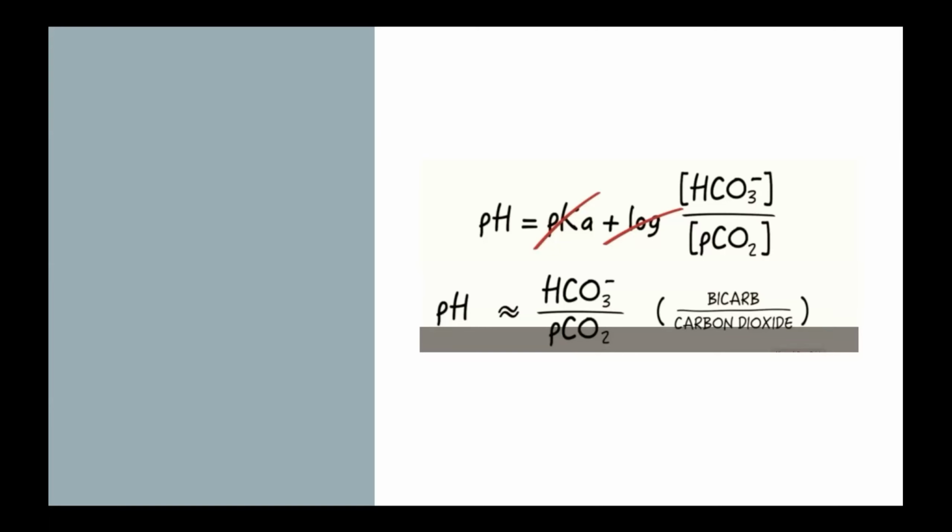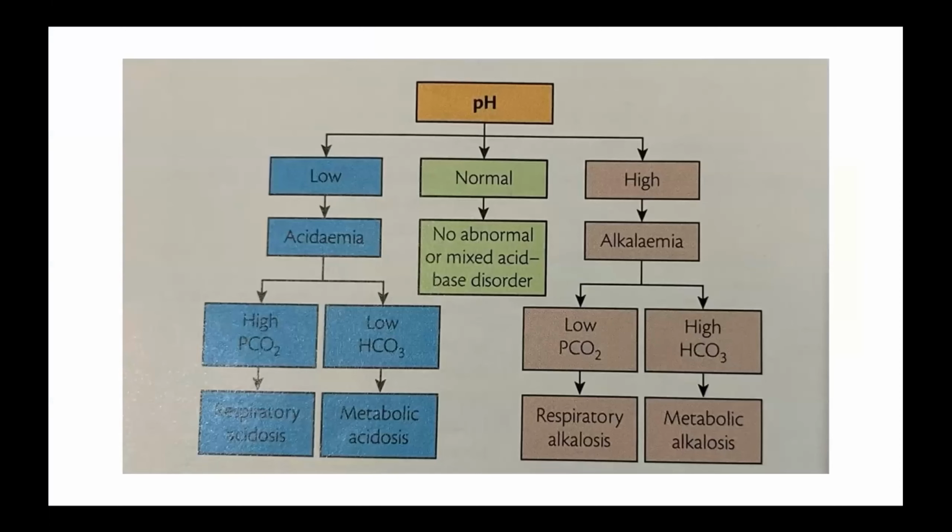Now we need to know what the pH is. It could be normal, low or high. If it is low, bicarbonate or carbon dioxide can be responsible. If it is low bicarbonate, we call it metabolic. High carbon dioxide, we call it respiratory. At the same time, if the pH is high, you call it alkalemia. Low carbon dioxide, we call it respiratory alkalosis. Without knowing that, we can't work out the problem.